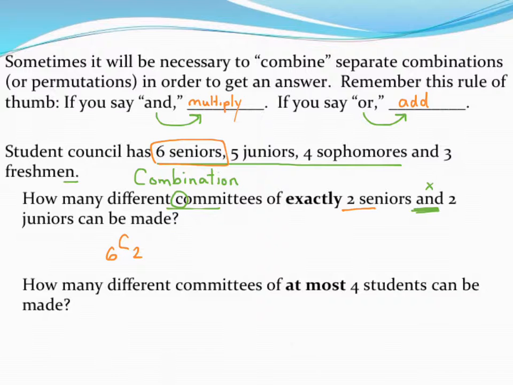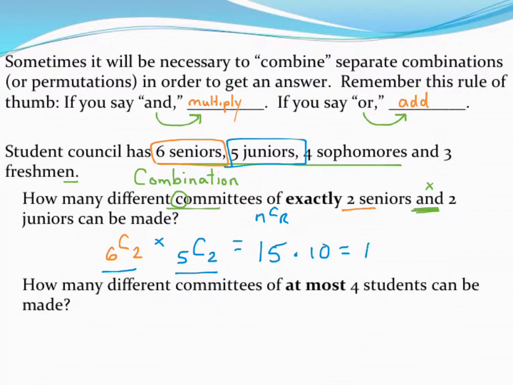After that, let's worry about the juniors. Similarly, I've got a pool of 5 juniors I'm picking from, so I'm not picking from everybody. I want to choose 2 out of those 5, so I'm going to set up 5C2 to represent the number of combinations that will work. Because I want both of these things to happen, this and this, I'm going to multiply my answers together. Using the nCr button on my calculator, 6C2 is 15 and 5C2 comes out to be 10. Multiplying those together gets me 150 different ways I can make a committee of exactly 2 seniors and 2 juniors.